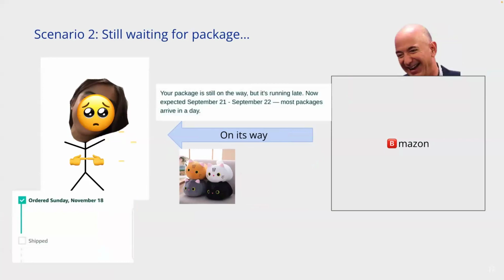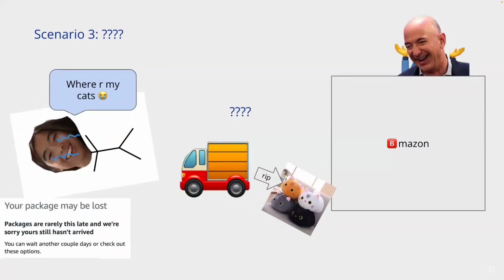The last thing that could happen is that something went wrong. Maybe on the way from the retailer to her, the cats just fell out of the truck, unfortunately. So when she checks her order confirmation, what it says is, oh, something went wrong. The package may be lost.